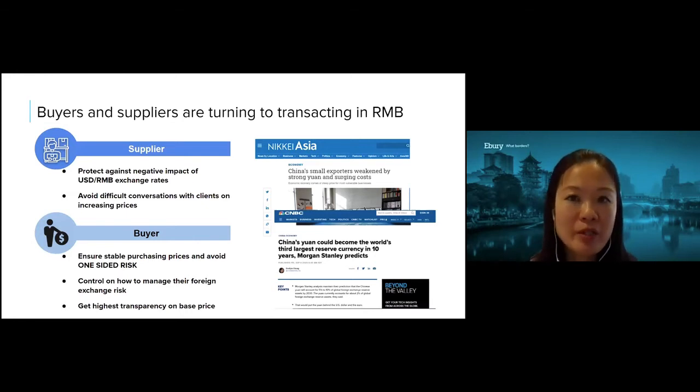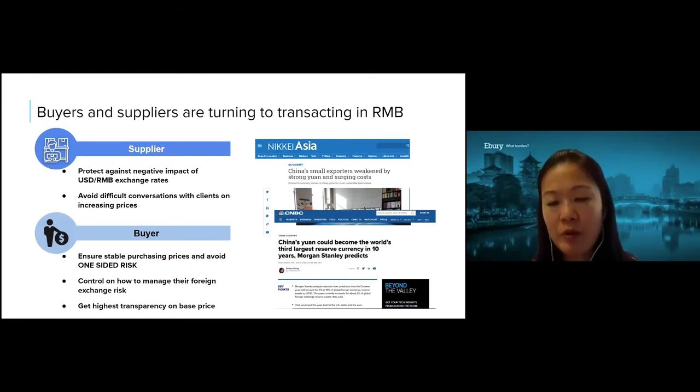Then from the buyer side, what are the benefits, right? So if I'm a UK importer, why would I switch from buying in USD, which is what I'm used to, to buying in RMB? One of the main reasons is to ensure that you get stable prices and to avoid the one-way risk, which I will go into detail on in my next slide.